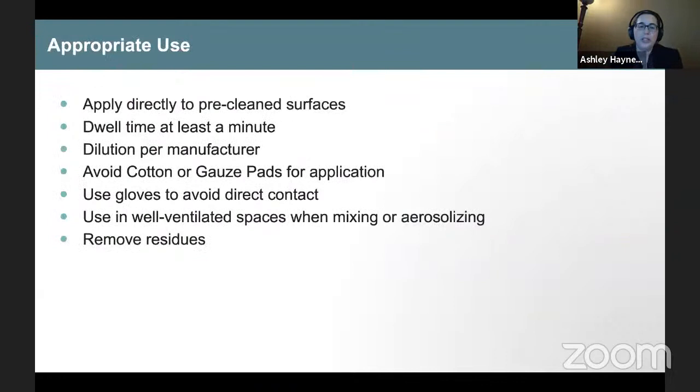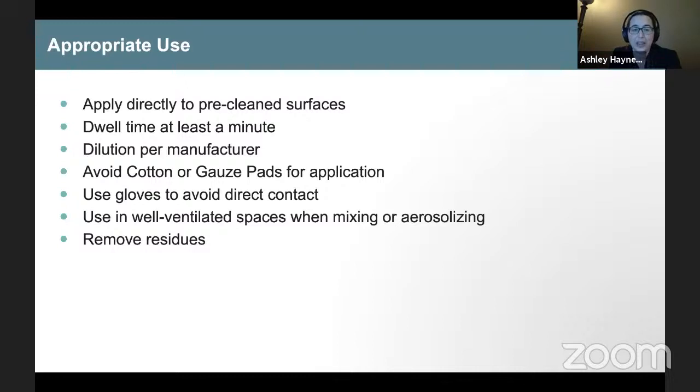So for appropriate use, these are to be applied directly to pre-cleaned surfaces. You want to remove dirt and grime that may interfere with the ability of the quat to contact the surface. It has to make contact or it can't disinfect it. Dwell times will vary by product and by concentration. Almost all of them need at least a minute. It can be up to 10 minutes. This means time where it is actively wet. If it dries before the end of that time period, then a reapplication is okay. It just needs to be wet that long. After that time period, if it's still wet, then you can wipe it and remove it. But if you wipe it immediately before it's had that long of time, it may not have had adequate time to disinfect.